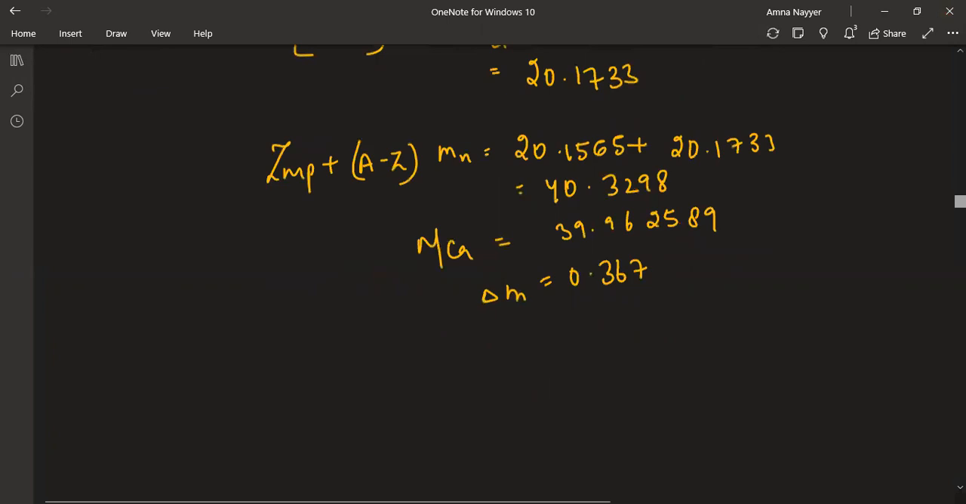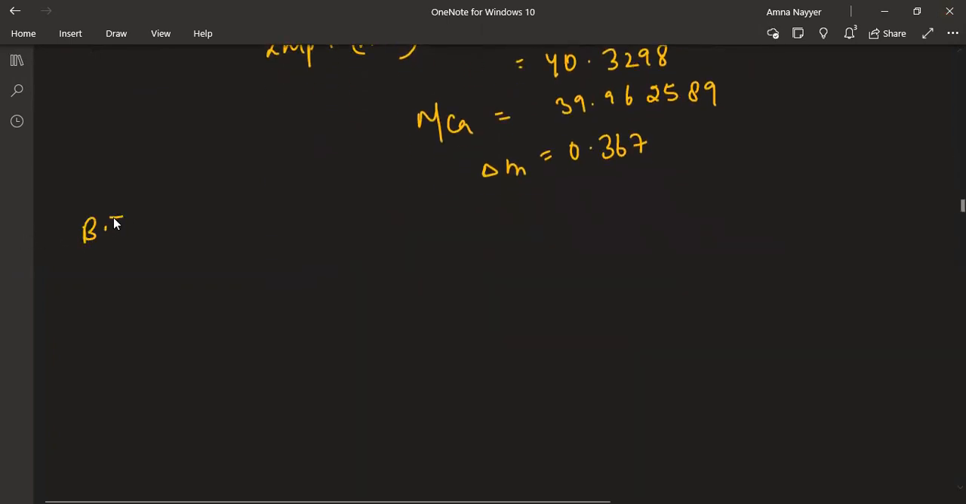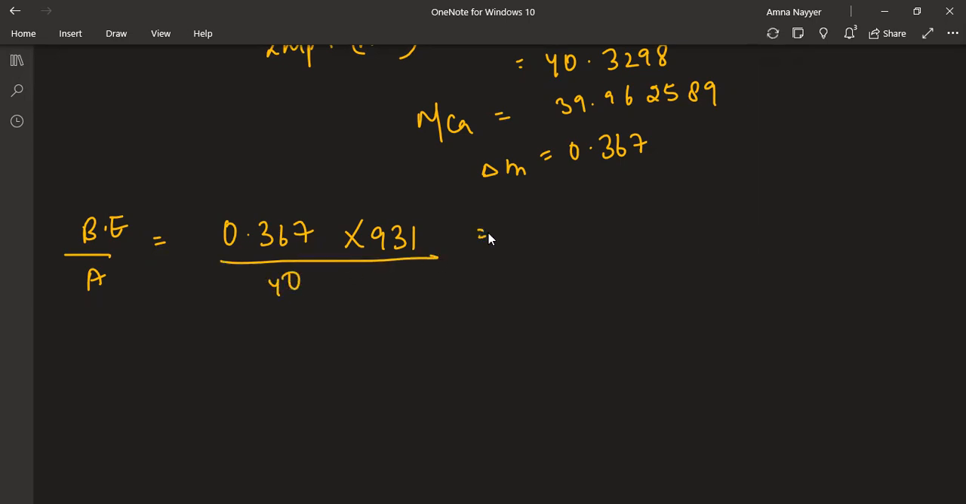Now we have to first find out the binding energy per nucleon that we are calculating. So binding energy will be 0.367 multiplied by 931. Always try to get your answer in mega electron volt unless mentioned otherwise, because that will make your calculation much easier. Fine class, this will be comparatively much easier. And yes, we have to divide it by the mass number. So the mass number is 40.